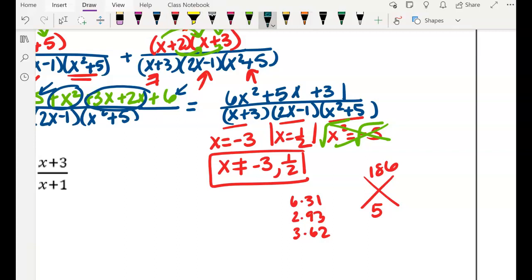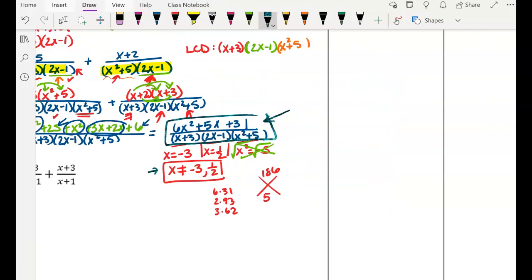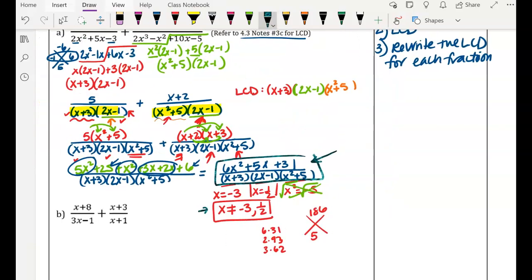Let me use this color. But as you can see, we box up the exclusion. We box this up only after we check to see if the numerator is also factorable. So let's write down the rest of the steps, okay? So we rewrite the LCD for each fraction. And then the next step, whatever we multiply to the denominator, we multiply to the numerator, okay?